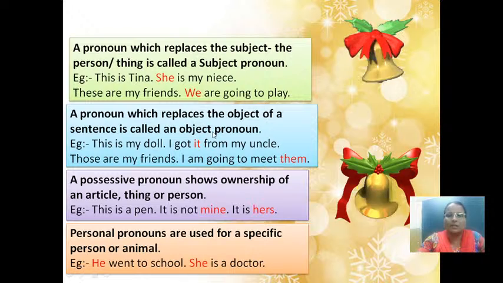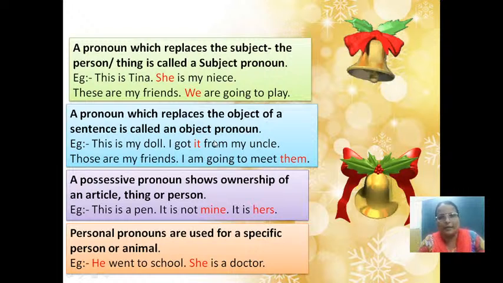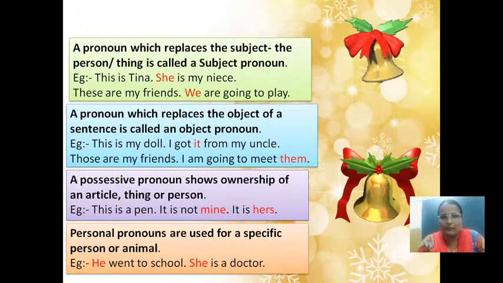And a pronoun which replaces the object of a sentence is called an object pronoun. I told you how to identify the object. After the verb, whatever the rest of the things which you see in a sentence is called the object. So in the last class, many of you have typed the objects and some of you had confusion, and later on I hope after typing it got cleared.